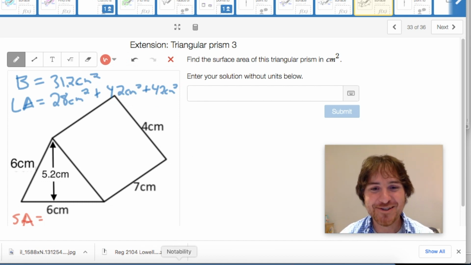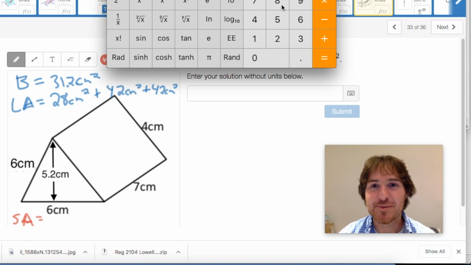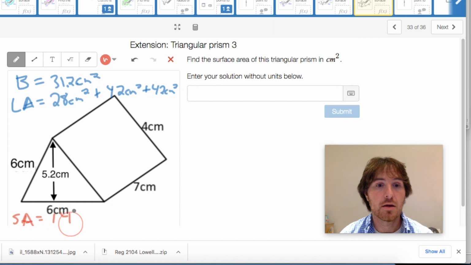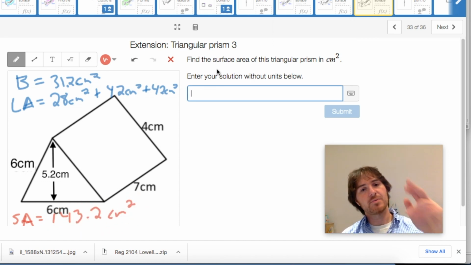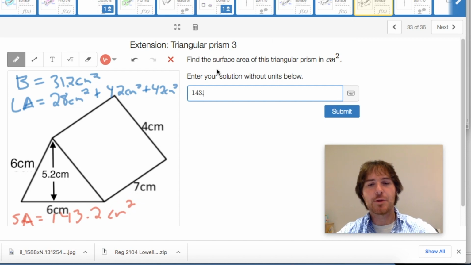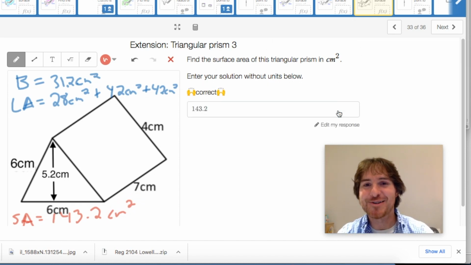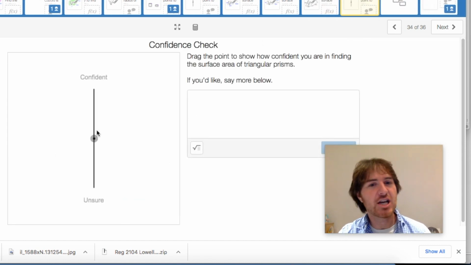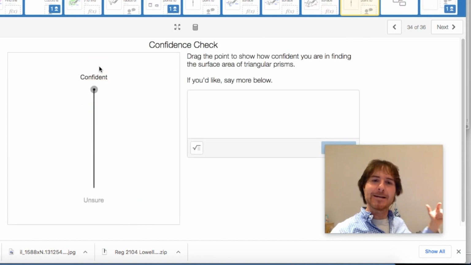Okay, 31.2 plus, oops, I deleted that. 31.2 plus 28 plus 42 plus 42. And I got 143.2 square centimeters. Fingers crossed, because nothing's worse than a teacher making errors on a video. Yes! Oh, this is going well. Confidence check. Oh, it's on the top there.